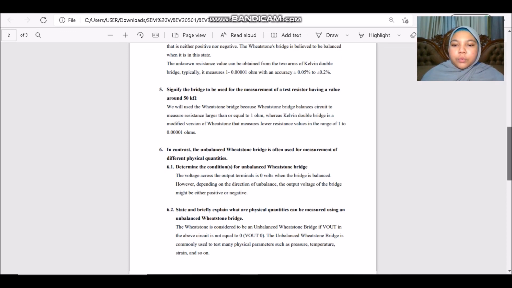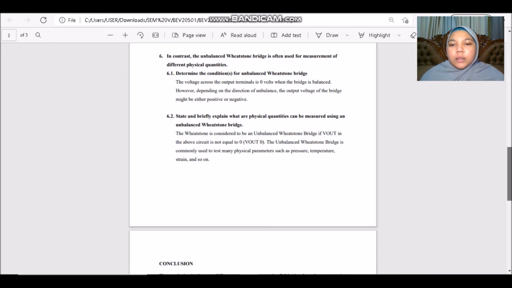And for 6.2, we have to state and briefly explain what physical quantities can be measured using an unbalanced bridge. A Wheatstone bridge is considered unbalanced when Vout in the above circuit is not equal to 0. The unbalanced Wheatstone bridge is commonly used to test many physical parameters such as pressure, temperature, strain, and so on.